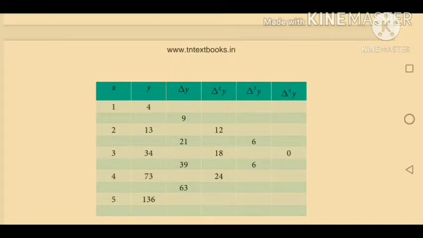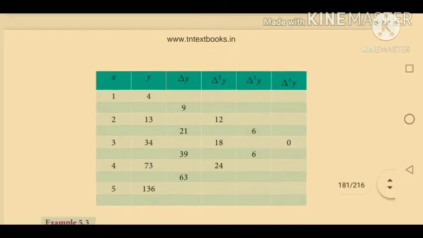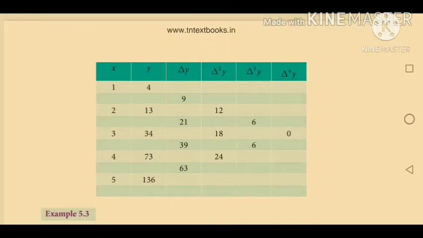After finding the value of y, we follow the same method. Delta y is nothing but y2 minus y1, that is 13 minus 4, we get 9. 34 minus 13, we get 21. 73 minus 34, we get 39. 136 minus 73, the value is 63.